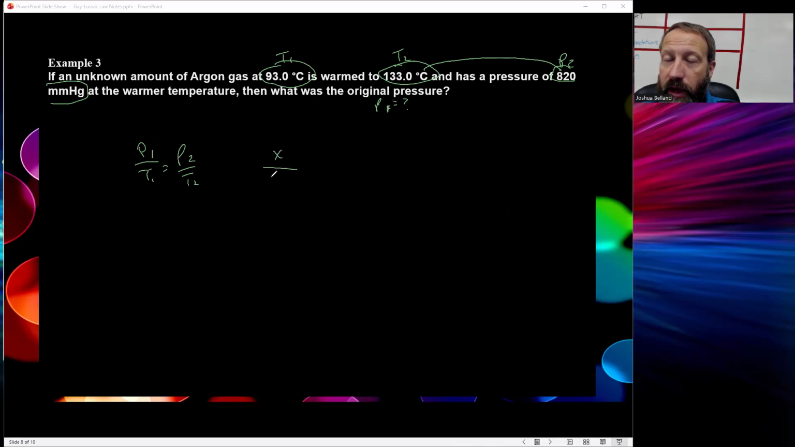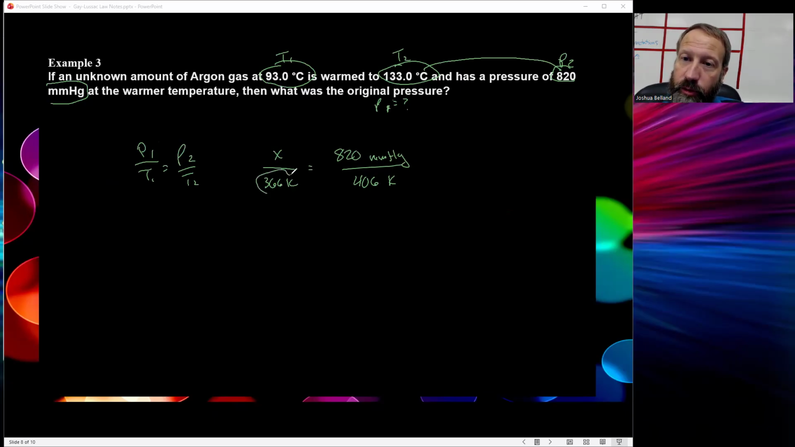So there's my X. My temperature 1 is 93, and I need that in kelvins. So 273 plus 93, 366 Kelvin equals 820 millimeters of mercury, also known as a torr, divided by, I need my new temperature in Kelvin. So I'm going to have 273. Don't you love how easy that is? I wish Kelvin had been the original temperature scale, and then we wouldn't even have to do any math. It's great, but no, it came after all the others.